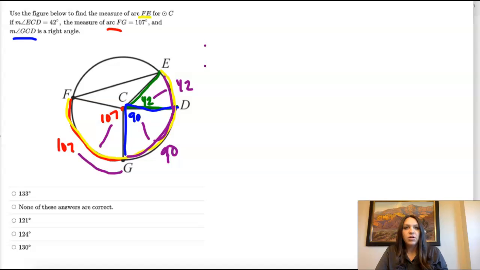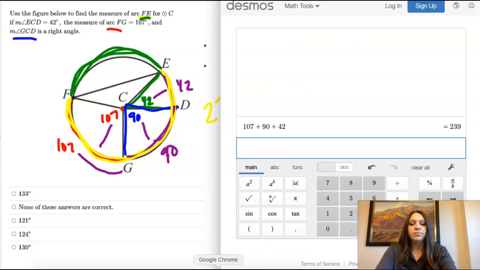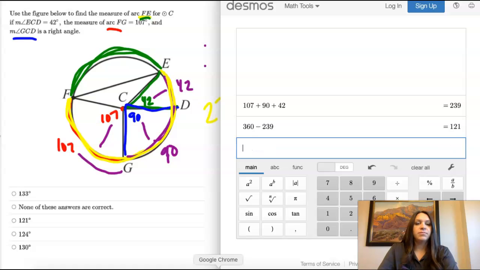So this whole arc length would be 239. But it's asking from FE, so right here. Okay, so we need to remember that around a circle is 360 degrees. So I'm going to subtract this 239. So 360 minus 239, 121.